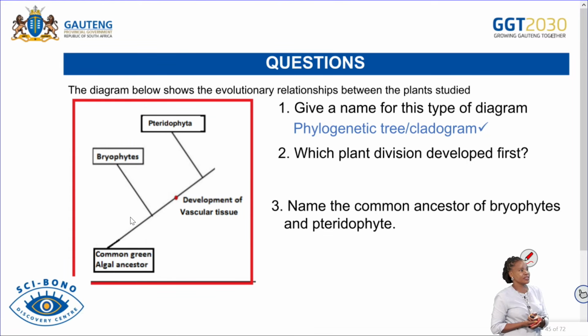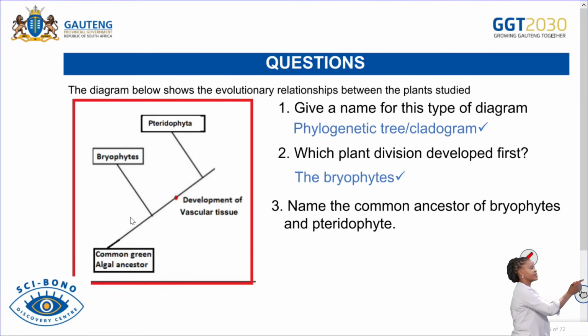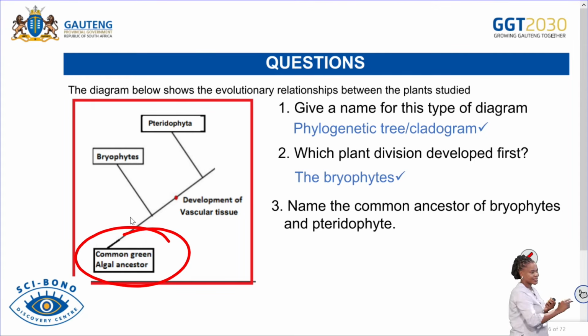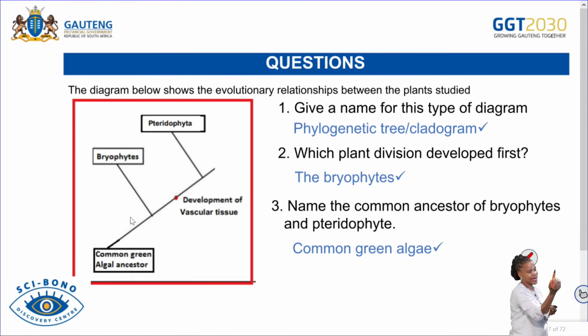Which plant division developed first from the common ancestor? It is the Bryophytes. Name the common ancestor of the Bryophytes and Pteridophytes. What is the common ancestor? These are the marks, you are given the answers. You just take the answers and write them on your answer sheets. The common ancestor of both Bryophytes and Pteridophytes is the green algal ancestor, or the green algae.